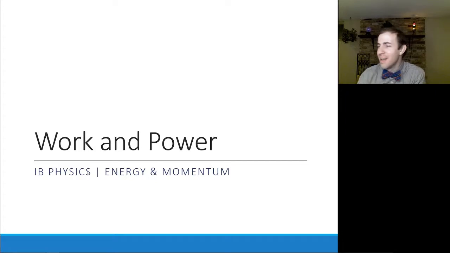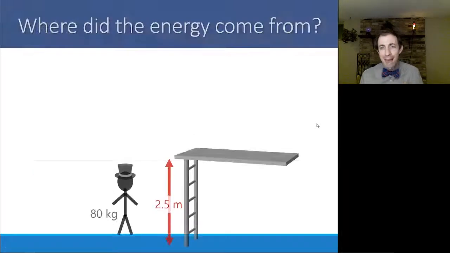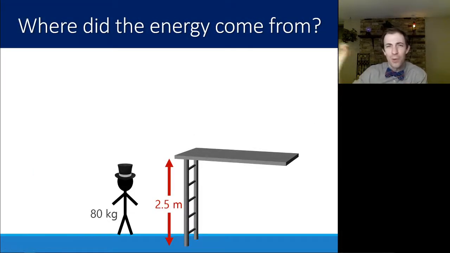In the last video, we talked about energy, specifically kinetic and potential energy, and how those were related with this idea of the conservation of mechanical energy, basically converting one form of energy to another. Well, in this video, we're going to extend that a little bit and talk about two other properties that are really important in our discussion of energy, and that is work and power. Now, where this matters is to answer this question here. Where did the energy come from?